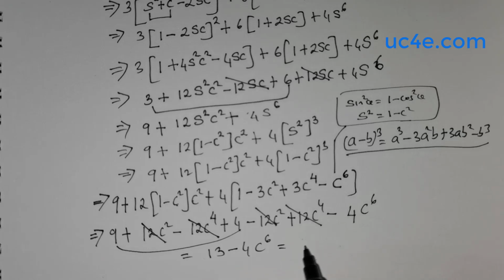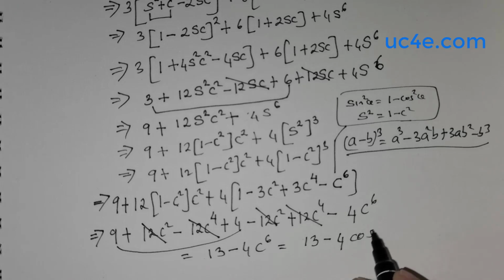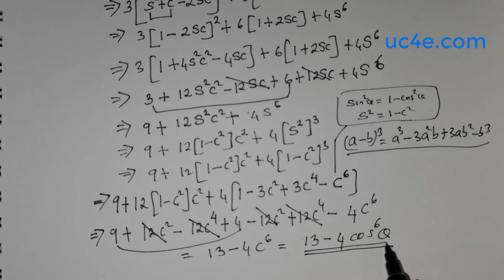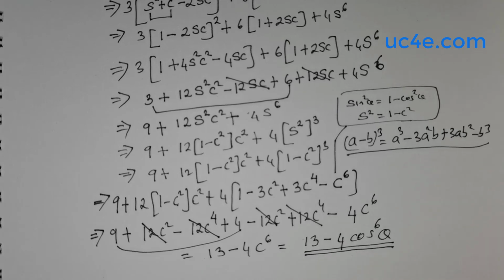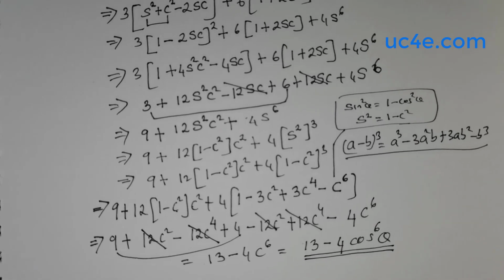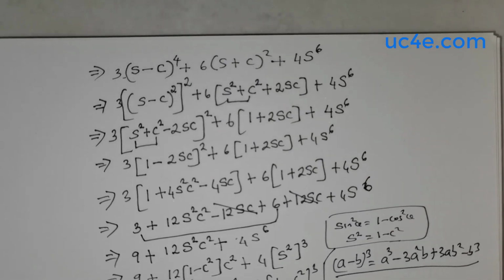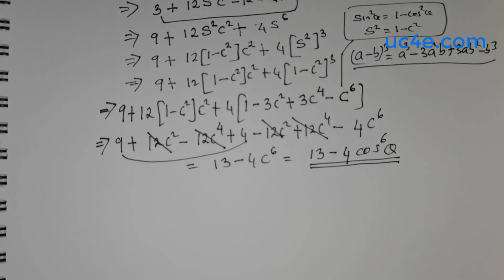times c raised to the power of 6, which can be rewritten as 13 negative 4 times cos raised to the power of 6 times theta. So this is the solution that we have obtained. So as I mentioned to you students, this is the complete steps for this question, and we will move on to the next one.